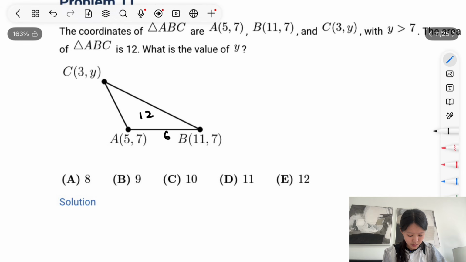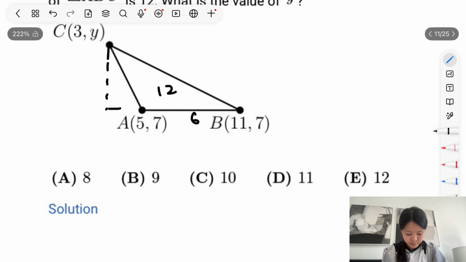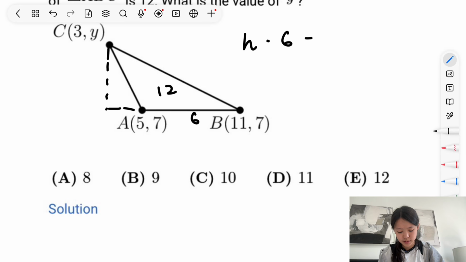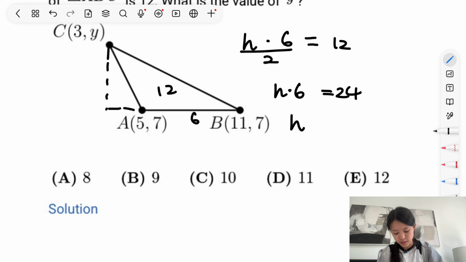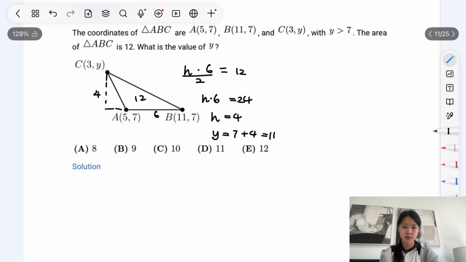And to calculate the area of a triangle, all you have to do is multiply base times height, divided by 2. So we can pull out the base here and pull out the height here to the left. And so we have the equation, height times 6 divided by 2 equals 12. So height times 6 equals 24, and height equals 4. So now that we know the height is 4, we know that y equals 7 plus 4, which is 11. So the final answer that we get is D, which is 11.